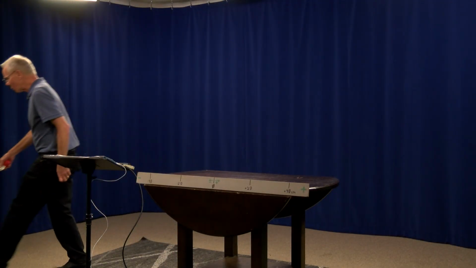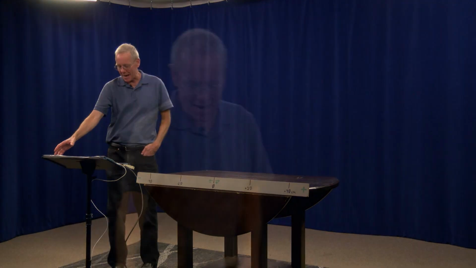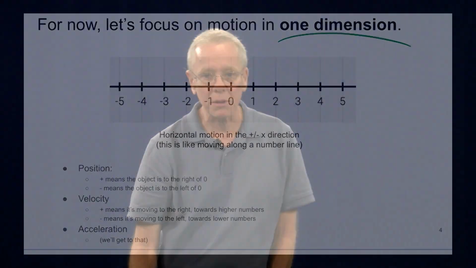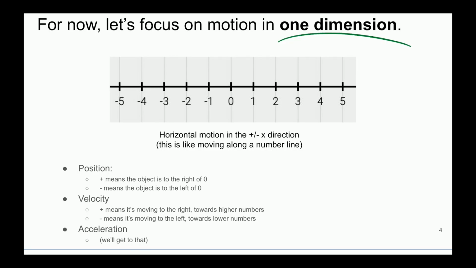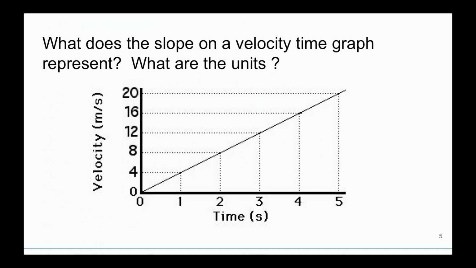All right, so we're back to the slides now. Acceleration. What does plus and minus mean for acceleration? Ooh, we got to figure that out. Let's talk about that in a minute. If we take the slope of a velocity time graph, what are the units? Oh, well, that's easy. It's change in that thing over change in that thing. So it's meters per second divided by seconds. Meters per second per second.